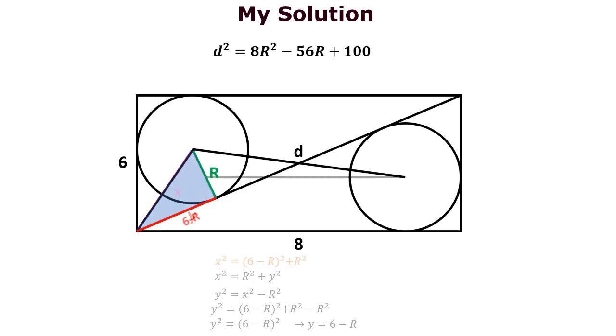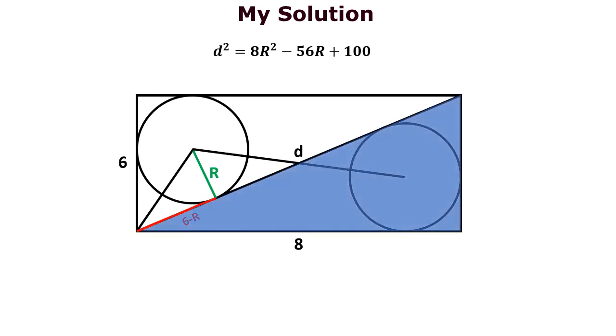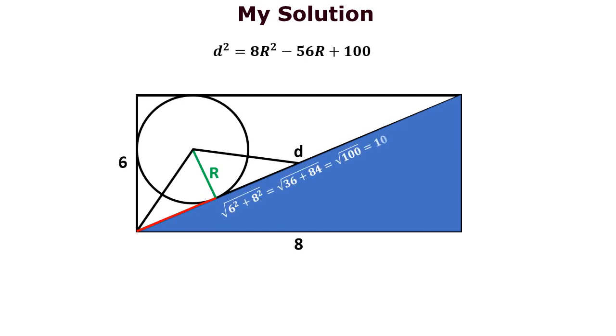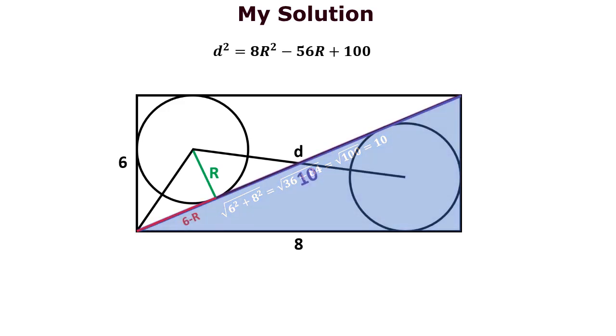We know that this red piece measures 6 minus r. Now we can focus on the next right-angled triangle to find out the length of the hypotenuse. Since the sides are 6 and 8 respectively, the hypotenuse will be 10. So we know that the length of this diagonal is 10, which means that half of the diagonal will be 5.